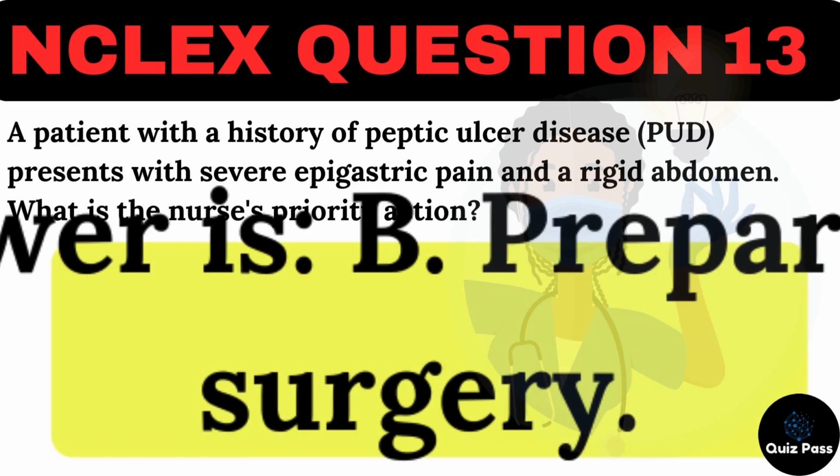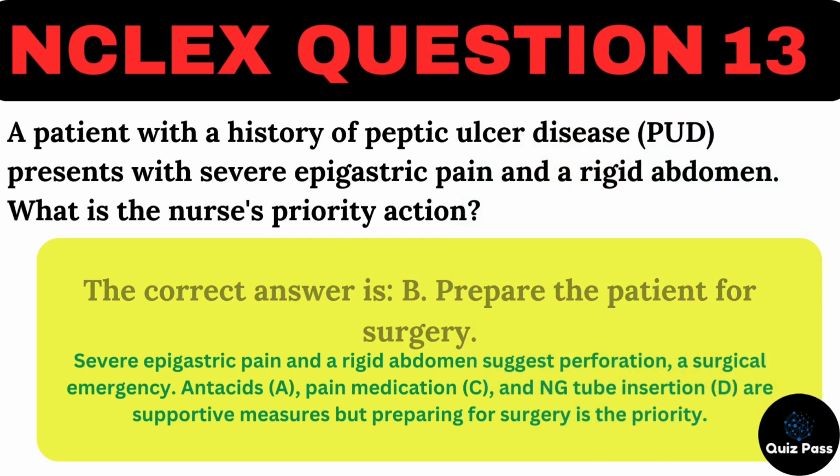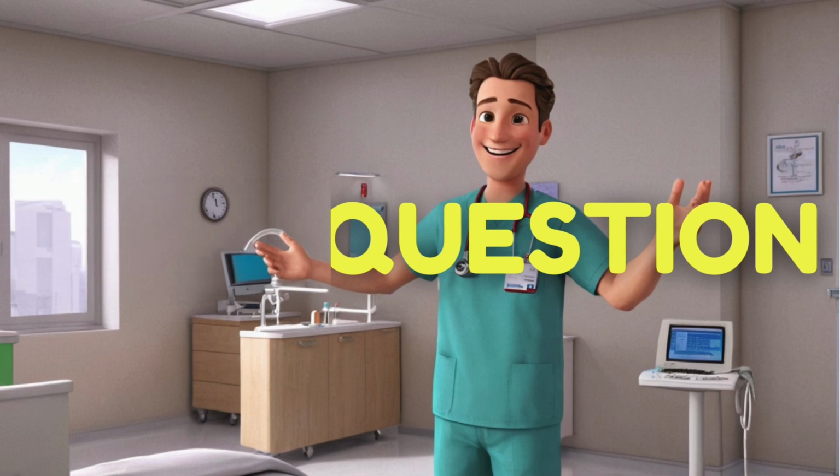The correct answer is B. Prepare the patient for surgery. Severe epigastric pain and a rigid abdomen suggest perforation, a surgical emergency. Antacids, A, pain medication, C, and an NG tube insertion, D, are supportive measures, but preparing for surgery is the priority.